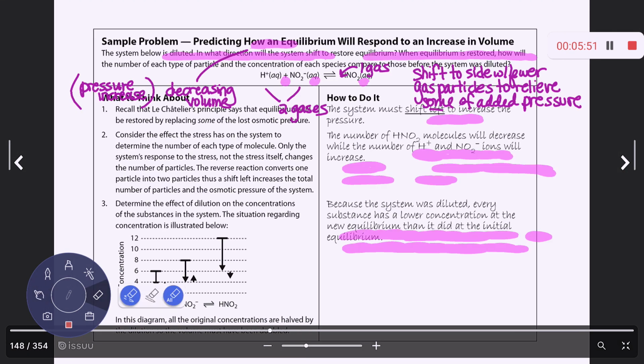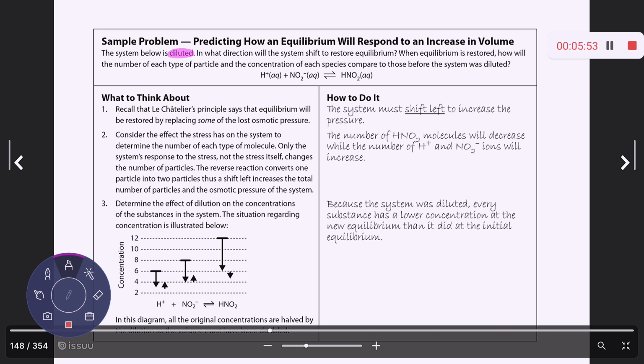Okay, in this example, they are diluting it. Diluting something means that you're going to add water. When you add water, you're going to increase the volume of the container. So here I've got solutions. So I'm going to highlight these states of matter, and then I'm going to count the number of particles that are in solution. So I have 2 reactants, and then I have 1 product.